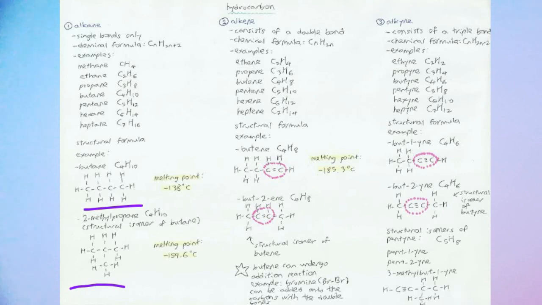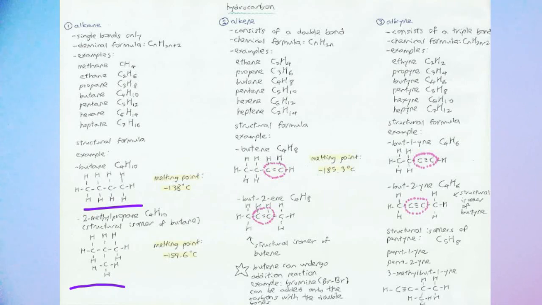So if you look at structural formulas, we have butane, we have but-2-ene. So we talked about structural isomers before, which are the structures that have the same chemical formula but different structural arrangement. So butane, it has the chemical formula C4H8. But-2-ene has chemical formula C4H8 as well.